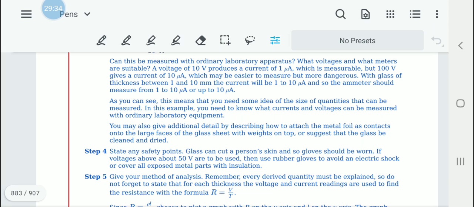So you need to have an idea about the quantities that can be measured, and if the quantities are not measurable, you will have to put some sensible values to this. You are not going to have a super lab at your disposal, so you will have to use actual instruments that you might find in a lab, right? So please be aware of these things.